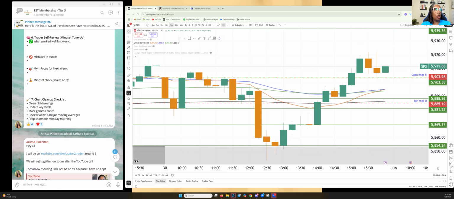And then we're cleaning up our charts. Clean up your old drawings, update your key levels, mark your gamma zones, review your VWAP and major moving averages, and prep your charts for Monday morning. This gets us ready. Let's go look at XSP. The chart looks very similar.